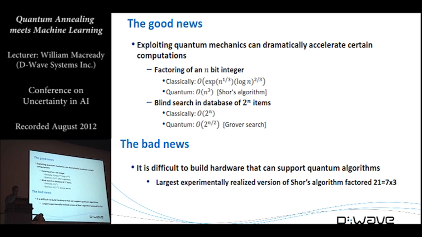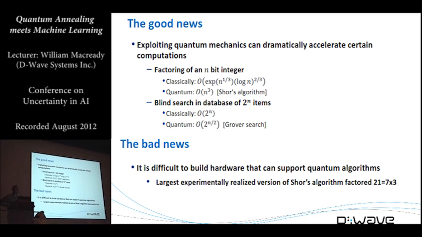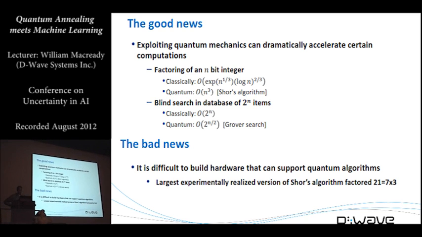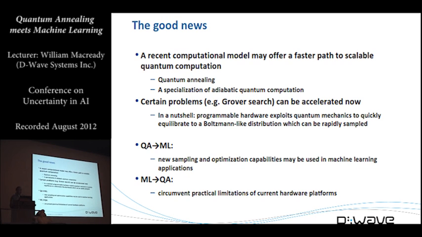For example, here we are, almost 20 years after Shor's initial discovery of his factoring algorithm. The largest experimental realization of this algorithm has used a handful of qubits, and the largest number that's currently been factored is 21. So clearly, something needs to be done to make better progress.